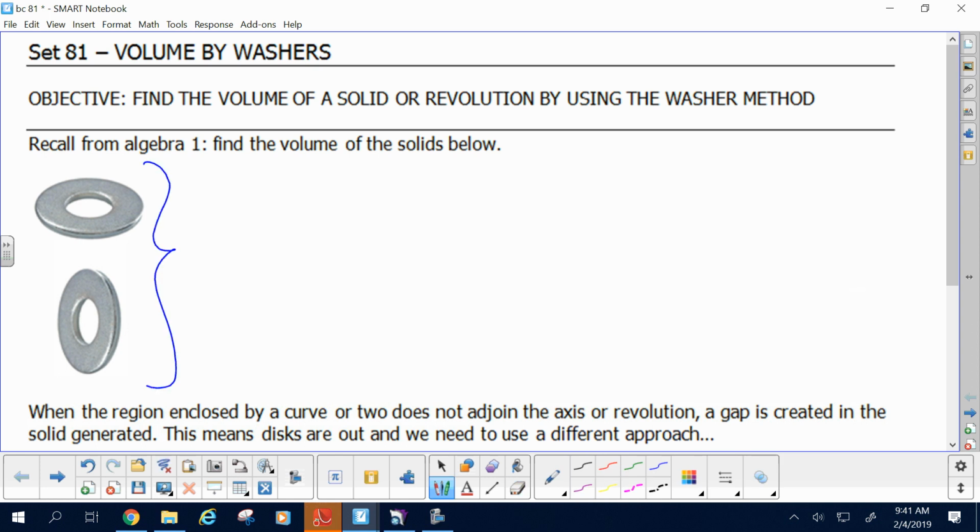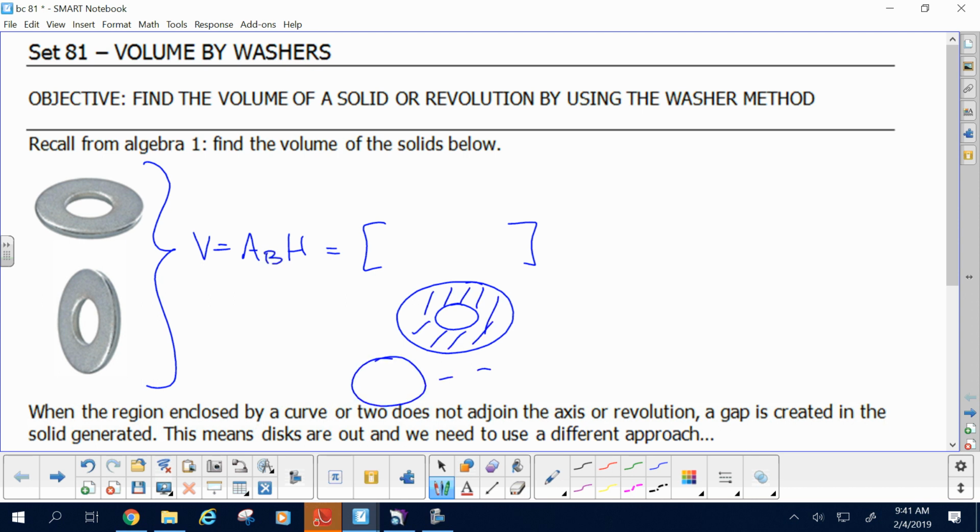either one of these, when you found a washer, the volume of that washer is the area of the base times the height. But because the area of the base was a missing circle in the middle, you did it by taking that big circle and subtracting away the little circle, yeah? So you get something like pi big R squared minus pi little r squared times the height, okay?